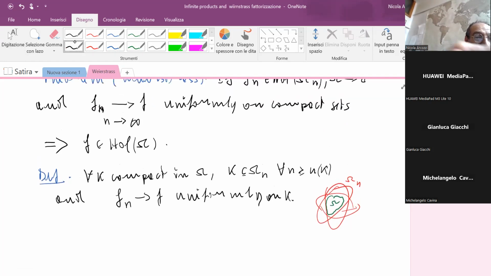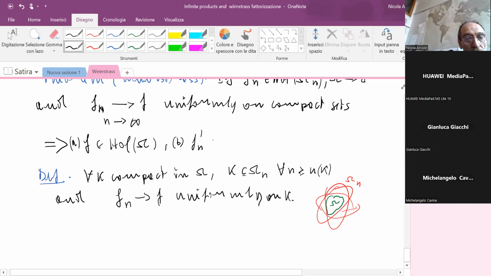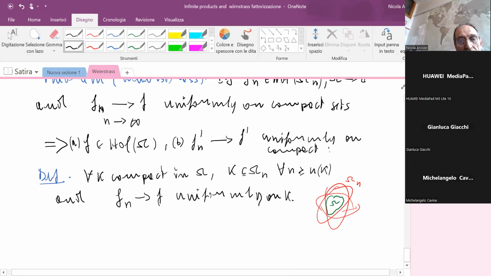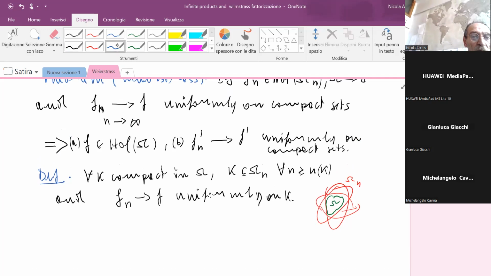I forgot. We need another. This was one of the consequences, and the other consequence that we need in the future is that also the derivatives converge uniformly on compact sets. Okay, that's a consequence of Cauchy formula.